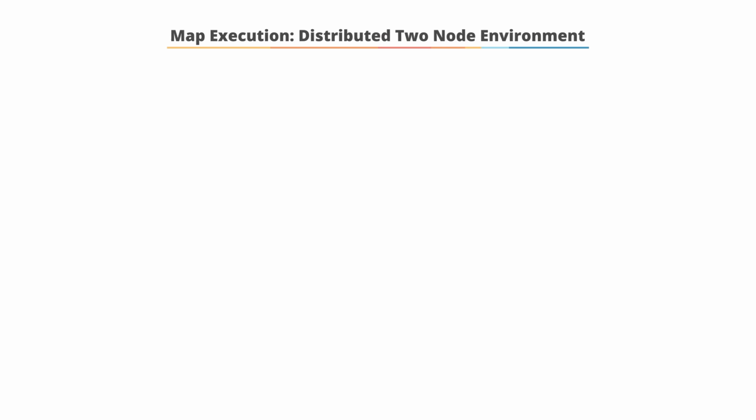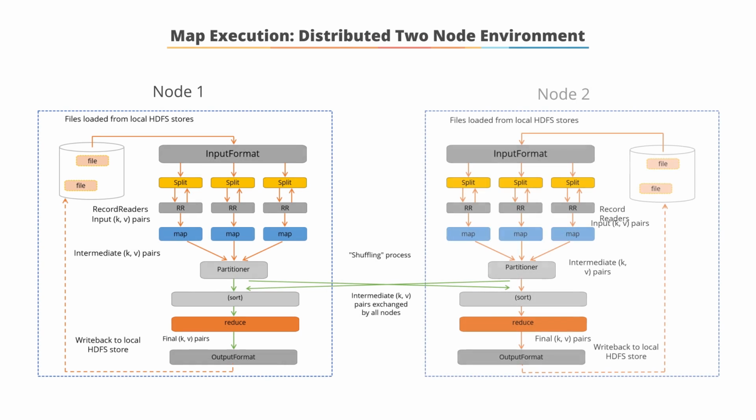Map execution in a distributed 2-node environment. The mappers on each of the nodes are assigned to each input split. Based on the input format, the record reader reads the split as a key value pair. The map function is applied to each record to then return 0 or more new records. These intermediate outputs are stored in the local file system.